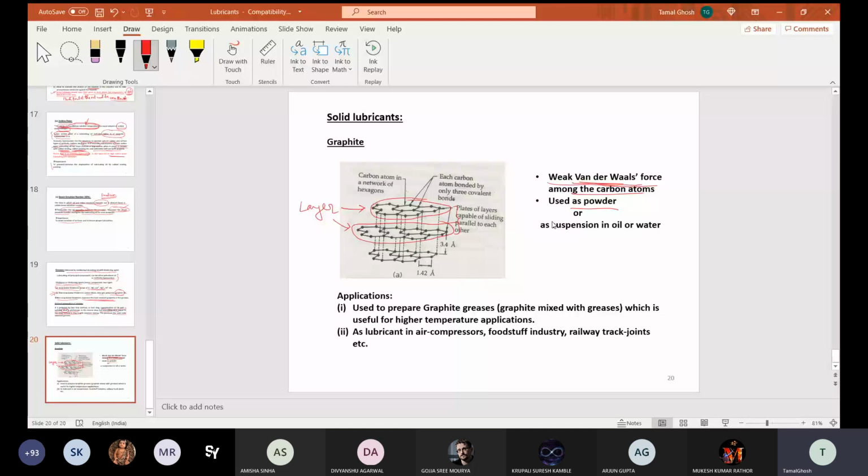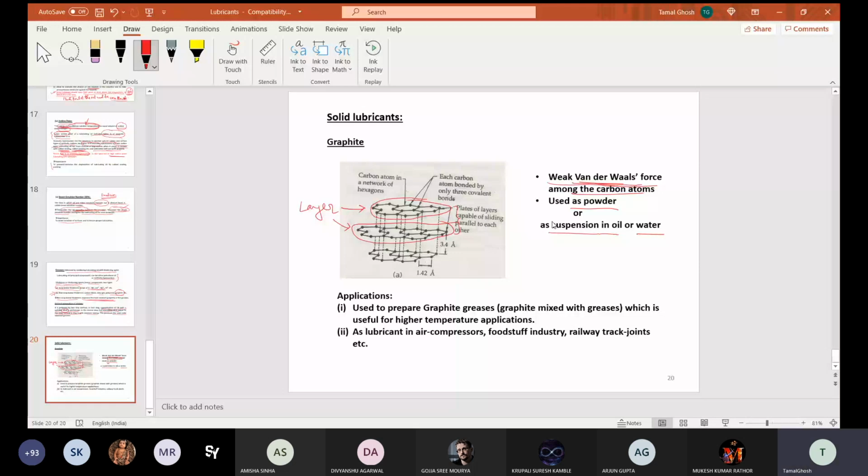This is insoluble in oil or water, but if we take some oil or water in a test tube, add the graphite powder and shake it vigorously, that will give a suspension. So a suspension is also a situation that may be used.